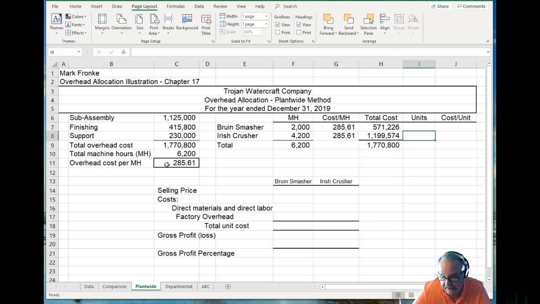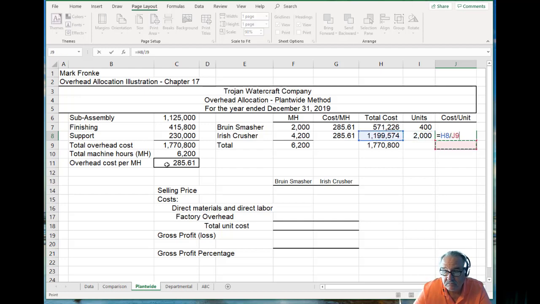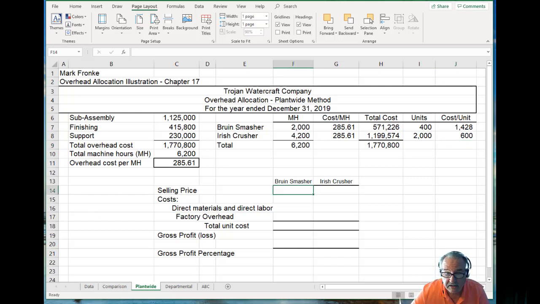And then if we divide it by the number of units, in other words, we're making 400 Bruin Smashers, and if we divide that, we get $1,428 of overhead per unit, or per Bruin Smasher, and we get $600 per unit for the Irish Crusher. So from the facts given, we're selling the Bruin Smasher for $3,200. We're selling the Irish Crusher for $2,200.